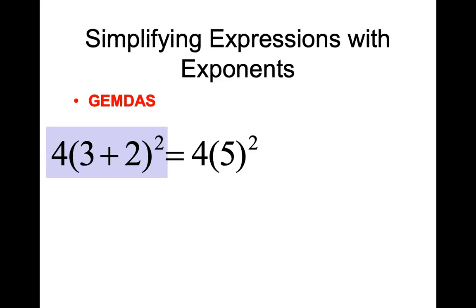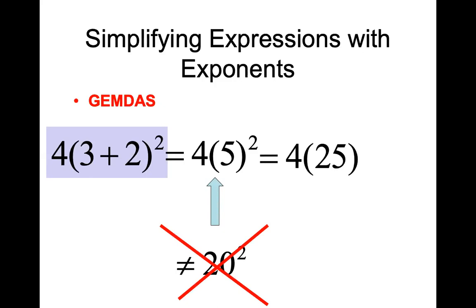Does this 2 apply to the 5, or does it apply to the 4? 5. Just the 5. 5 squared is 25. So this is really not 20, because you had to do exponents first. So don't make that mistake. It's 4 times 25, which is 100. Okay? Two big mistakes. You don't do 5 times 2, and you don't do 4 times 5. Those are the two most common mistakes. Don't make them.